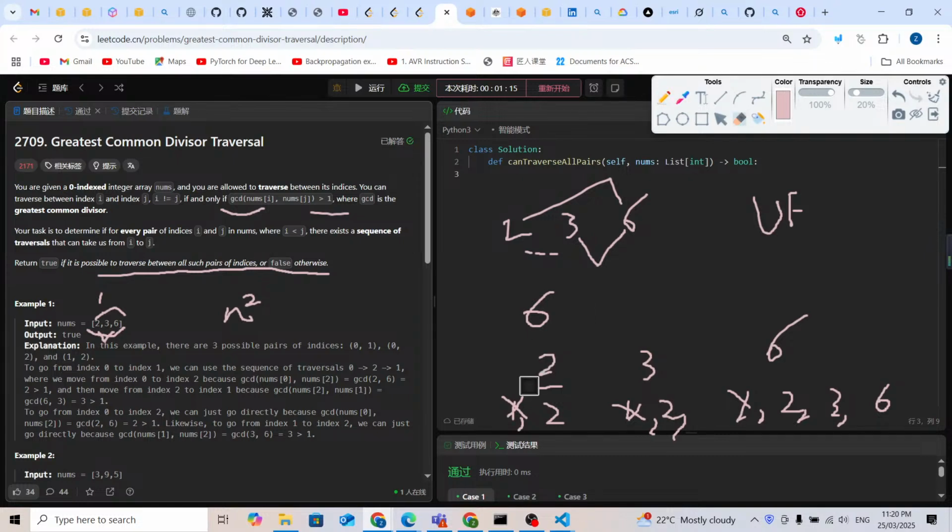Let me just remove it. So we will ignore 1. We're going to check all the prime factors. For 2, we have the prime factor 2, for 3 we have 3, and what about 6? We have 2, 3, and 6. So for this number 6, we just need to connect all the prime factors. So for 6, we have 2, 3, and 6.